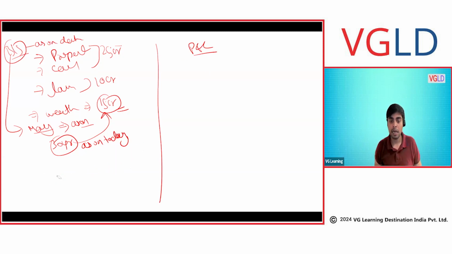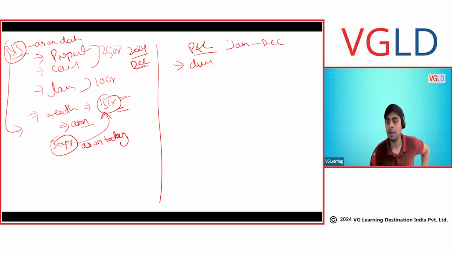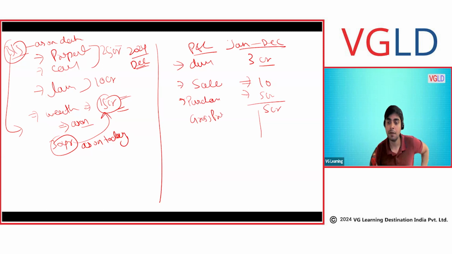Let's say I have a 15 crore wealth. So what I will show is that during the year, this was, let's say, December 2024. I will show that during 2024 January to December, I earned 3 crore rupees. Let's say I made a sale of 10 crore, based on purchases of 5 crore. My gross profit, the trading profit, was 5 crore.